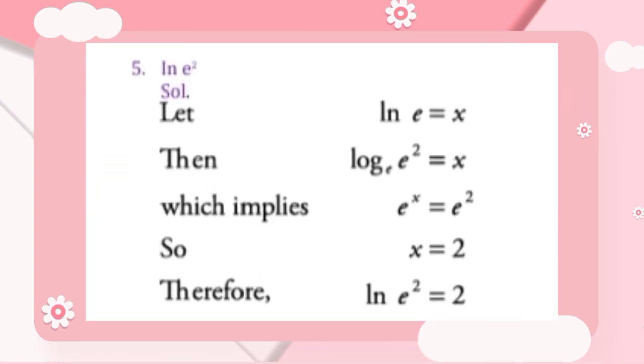Number 5. Logarithm base e of e squared. Let x be equal to ln e squared. Then, x is equal to logarithm base e of e squared, which implies e to the power of x is equal to e squared. So, x is equal to 2. Therefore, 2 is equal to ln e squared.